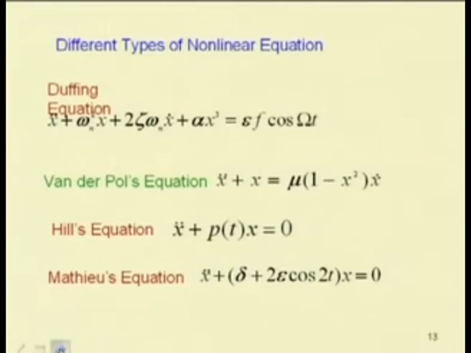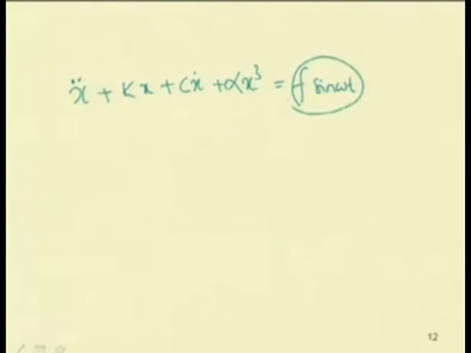Now let us see some of the differential equations used in this nonlinear system. The first one, what I have shown you just now, is the spring mass damper system. The equation can be written in this form: x double dot plus kx plus c x dot plus alpha x cubed equal to F sin omega t. This equation is known as the Duffing equation. In this Duffing equation, I can take this force equal to 0. That will be the Duffing equation for a damped free vibration system.